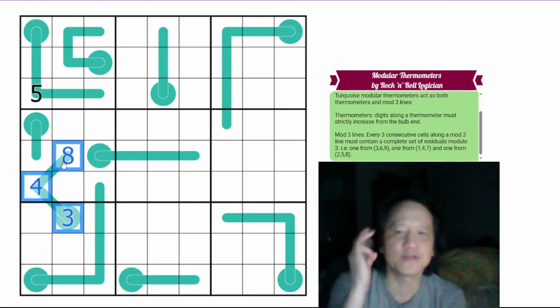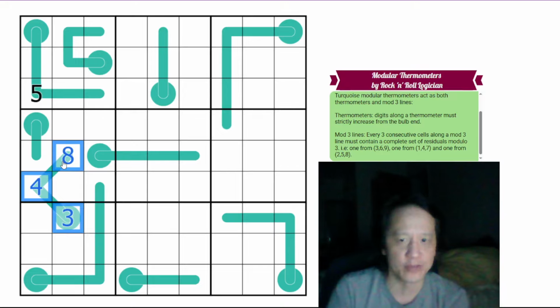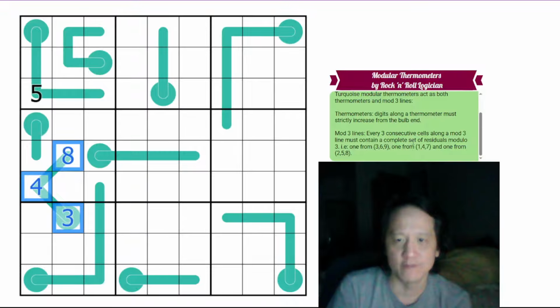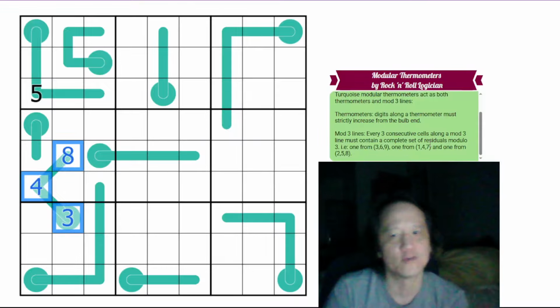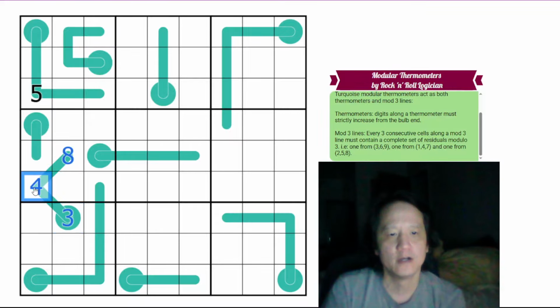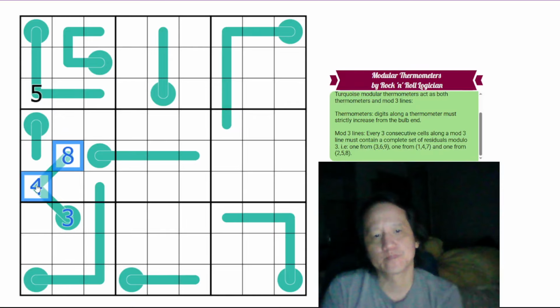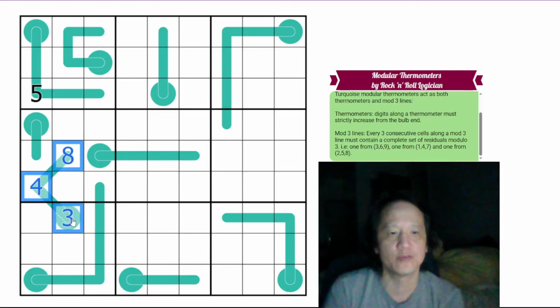Yeah, so every 3 consecutive cells has to contain one digit from the set of 0 mod 3, which is 3, 6, 9, one digit from the set 1 mod 3, which is 1, 4, 7, and one from the set of 2 mod 3, which is 2, 5, or 8. So that's why this works. 3 is from 0 mod 3, 4 is from 1 mod 3, and 8 is from 2 mod 3. So that would satisfy the mod 3 part, and this also satisfies the thermometer part.